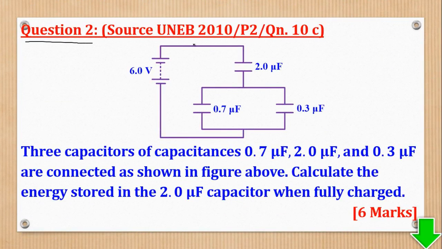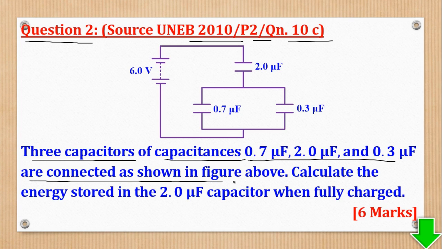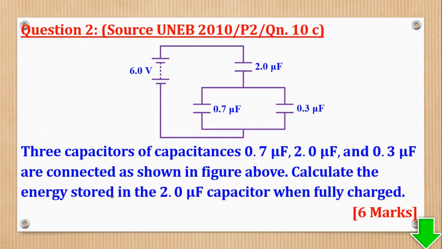Now we shall go to question 2, which came from UNEB 2010 paper 2 question 10C, and says 3 capacitors of capacitances, these ones, are connected as shown in figure above. Calculate the energy stored in the 2 microfarad capacitor when fully charged. So this is the circuit they are giving us, and previously we had already looked at the formula for energy stored in a capacitor. So we shall use that formula to come up with a solution for this question.